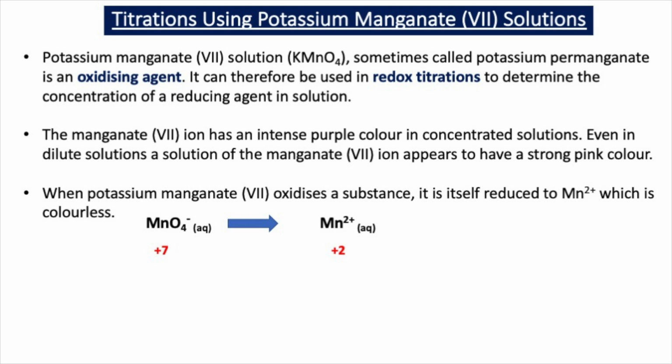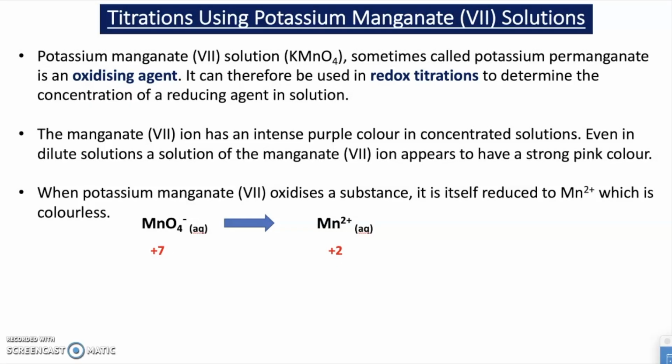Now, when acidified potassium manganate 7 oxidizes a substance, it is itself reduced to Mn2+, which is colourless. So you can see here that we have MnO4 1-, where the manganese is in the +7 oxidation state, and when it oxidizes another substance, it changes to the +2 oxidation state, and +7 changing to +2 is reduction, which is a gain of electrons.